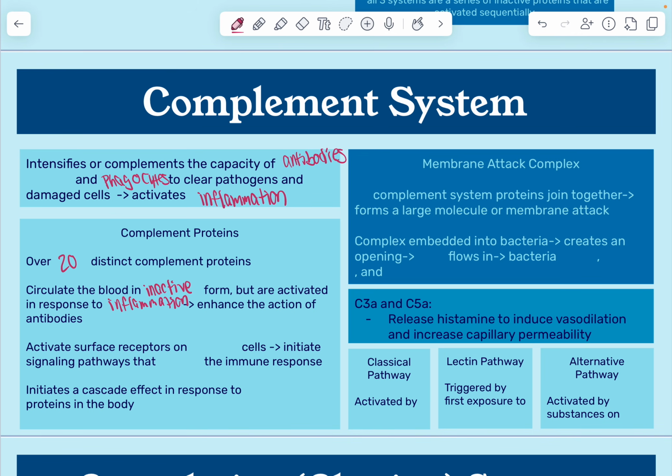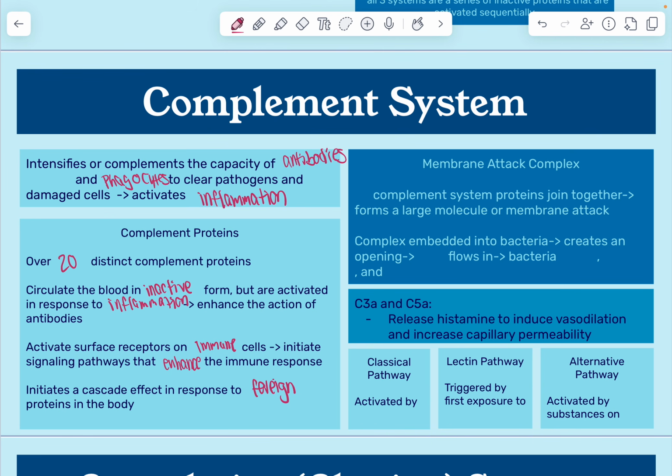They activate surface receptors on immune cells, and this is going to initiate signaling pathways that enhance the immune response. And they initiate a cascade effect in response to foreign proteins in the body.